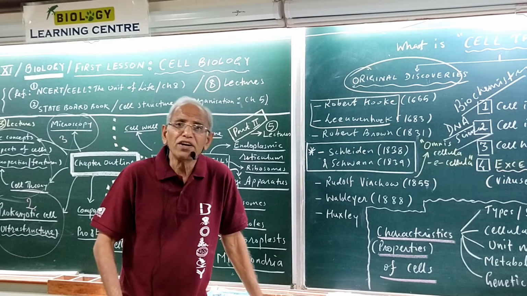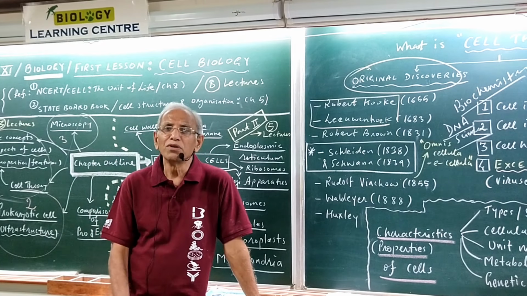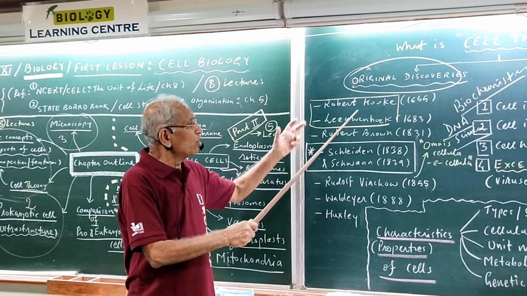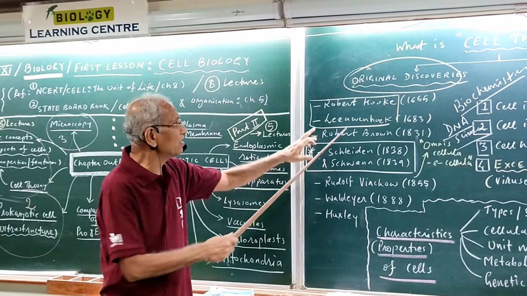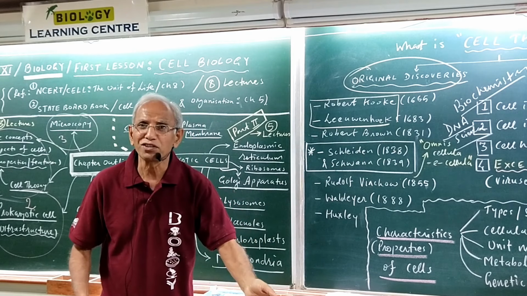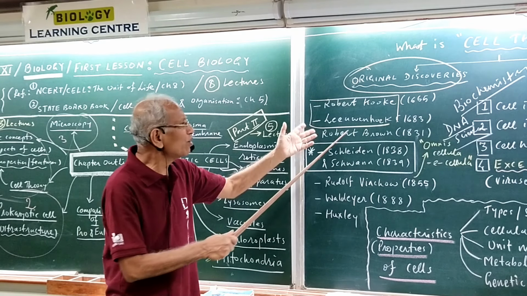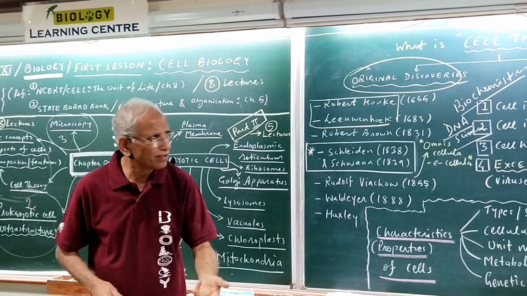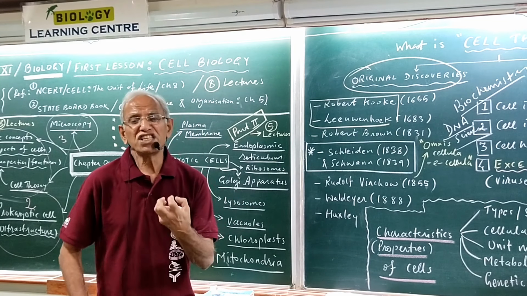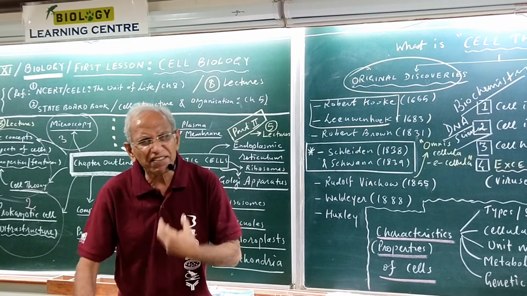Leeuwenhoek was a merchant. He had some business at home, but as a hobby he did all this. Robert Hooke had some formal education at least. Leeuwenhoek had no formal education. So he did not go to any particular school or college, but he had a lot of interest in, a craving for science.